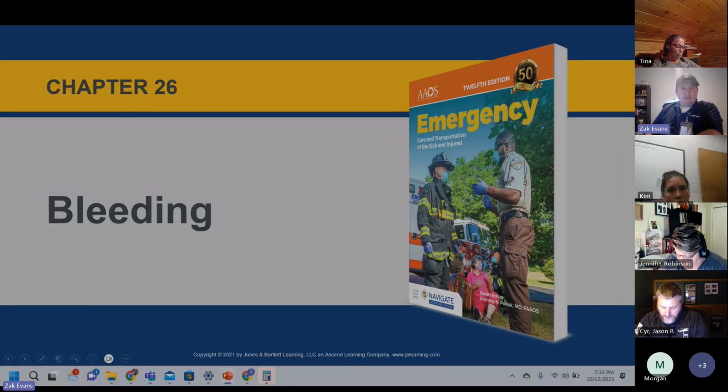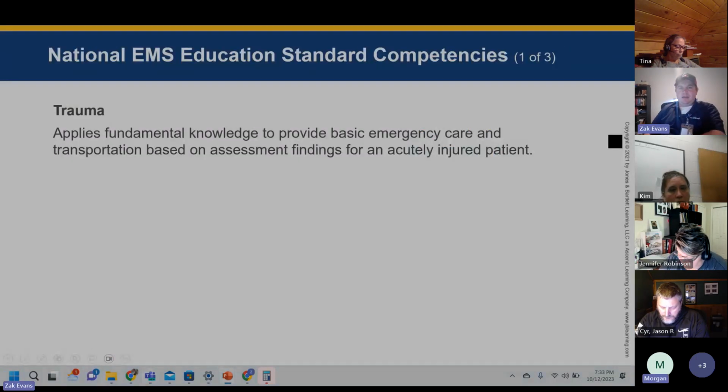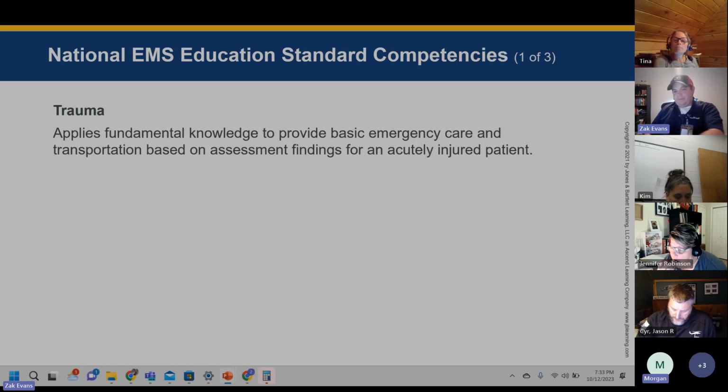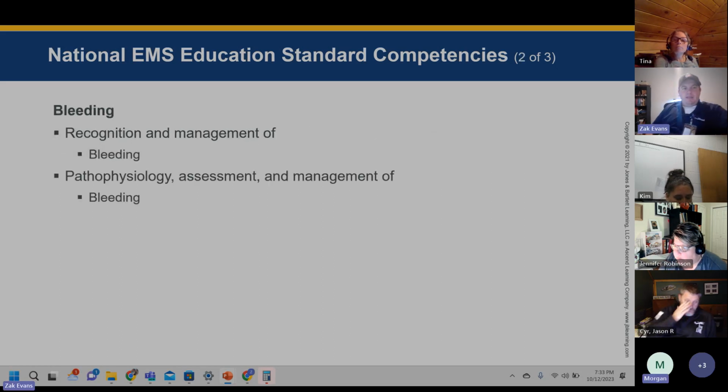All right, bleeding. So this is the standard. Just like any other chapter for trauma, we're going to apply the fundamental knowledge to provide basic emergency care and transportation based on those findings, okay? So bleeding, what are we going to do? We're going to recognize it and we're going to manage it. We're going to talk about the pathophysiology, how we assess, and the management of that bleeding.